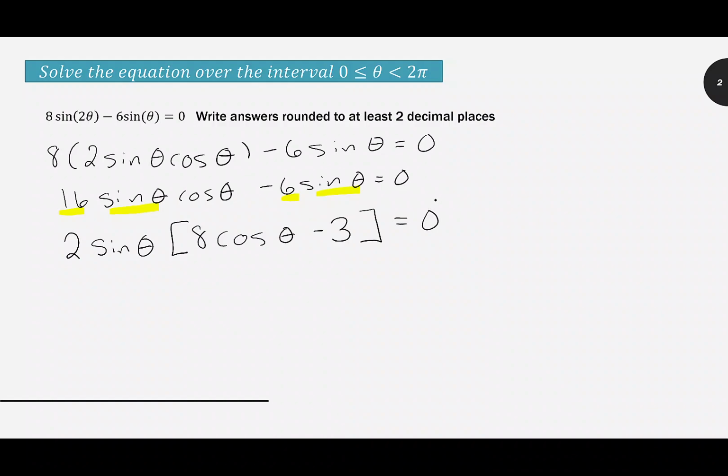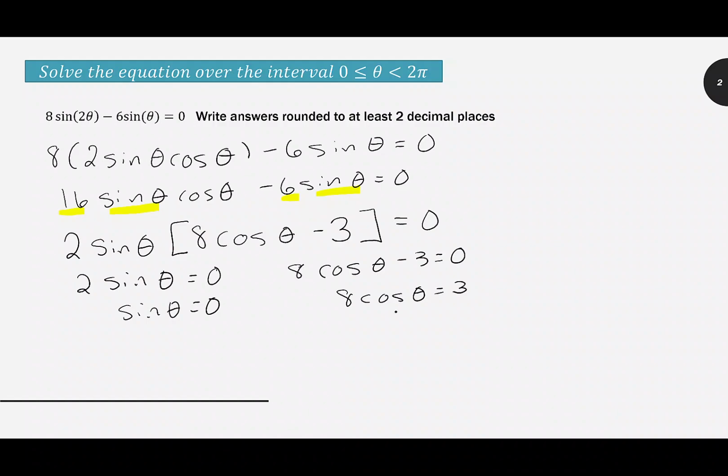Now that my equation is in factored form, I can use the zero factor property to set each of the terms equal to 0. I have 2 sine theta equals 0. I have 8 cosine of theta minus 3 equals 0. 2 sine theta being equal to 0 says that sine theta is 0. 8 cosine theta minus 3 being equal to 0 says 8 cosine of theta equals 3, and that cosine of theta equals 3 over 8. Let's deal with the sine theta equal to 0 first.